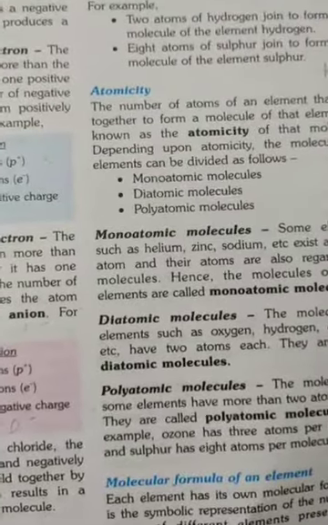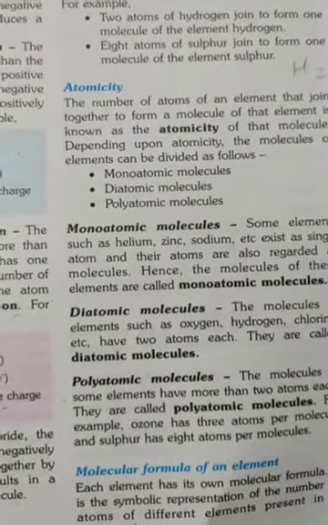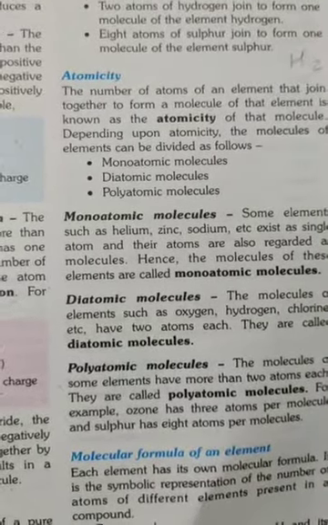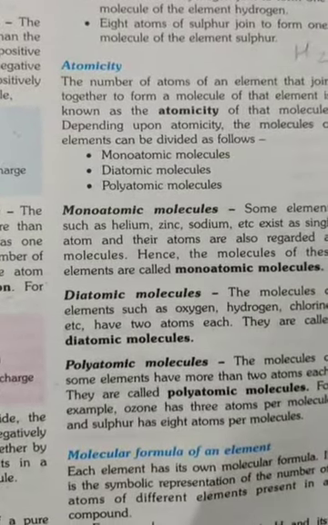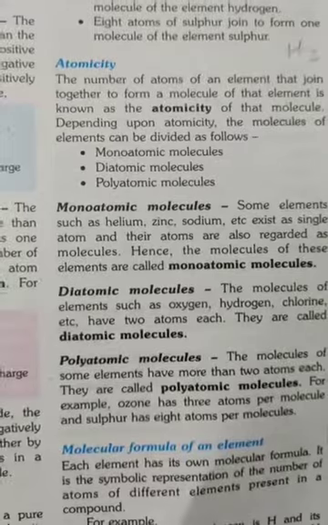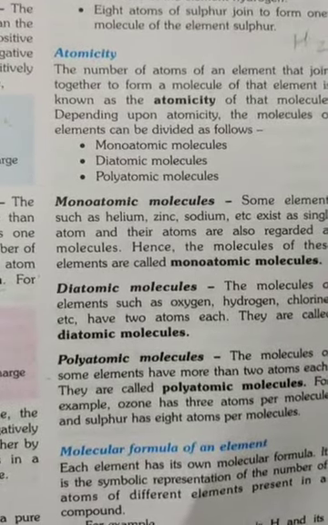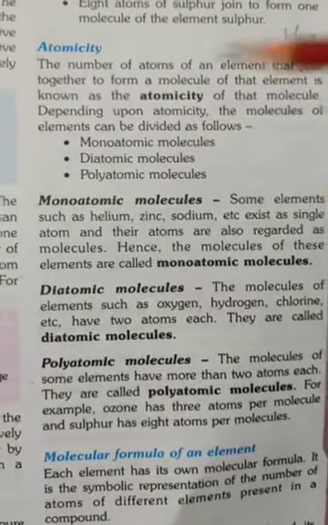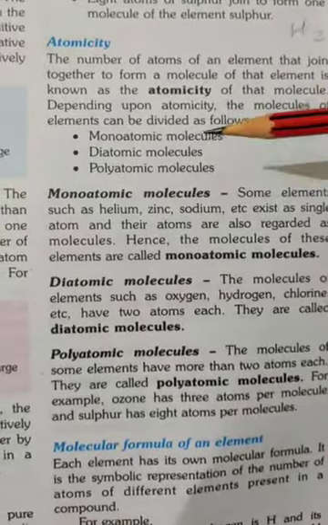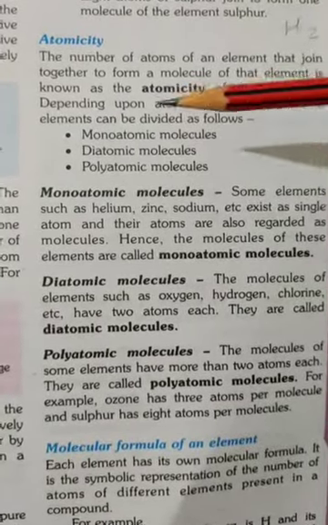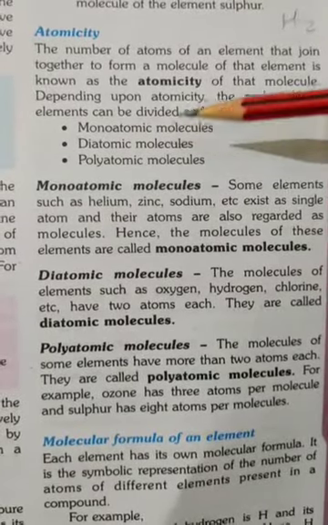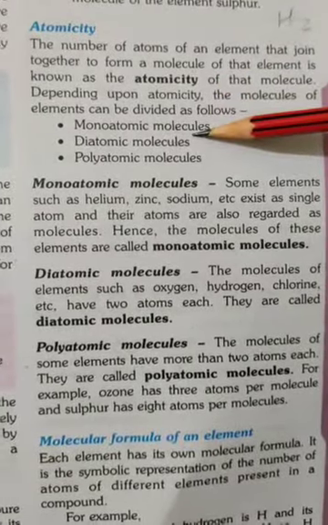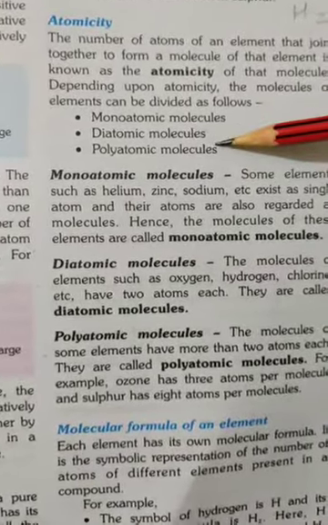Now what is atomicity? The number of atoms of an element that join together to form a molecule of that element is known as atomicity. It means how many atoms are joining together to form the stable molecule. That is called their atomicity. Depending upon the atomicity, the molecules of elements can be divided into 3 parts. They are monoatomic, diatomic and polyatomic molecules.